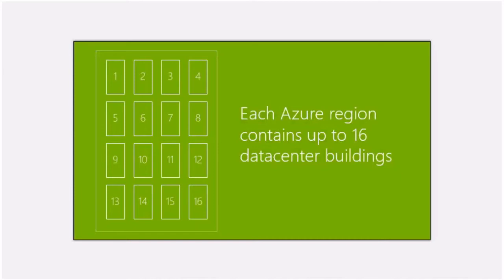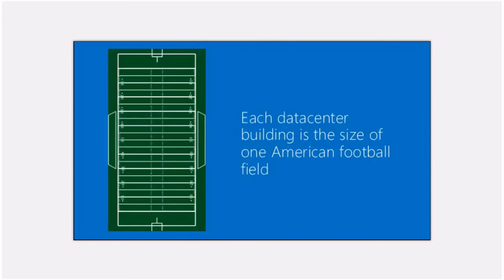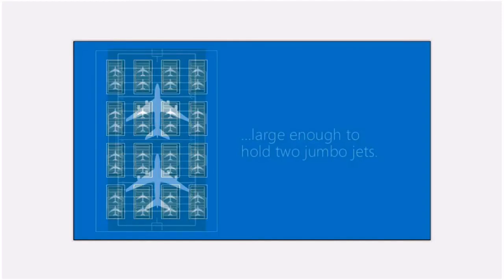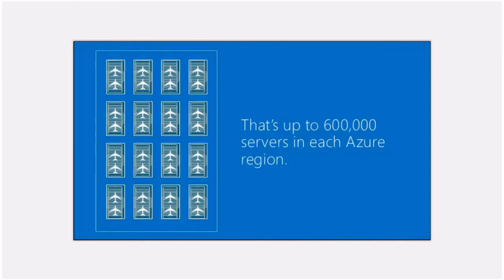What we have is each region contains up to 16 data center buildings. So for instance, Dublin in itself. Each data center building is the size of a football field, which quite comfortably holds, say, 2 jumbo jets. So just the scale of an individual region, such as Dublin, means we've got over 500,000 servers available, which you can then utilize and start to enjoy some of the economies of scale in the economics that we run from within there.